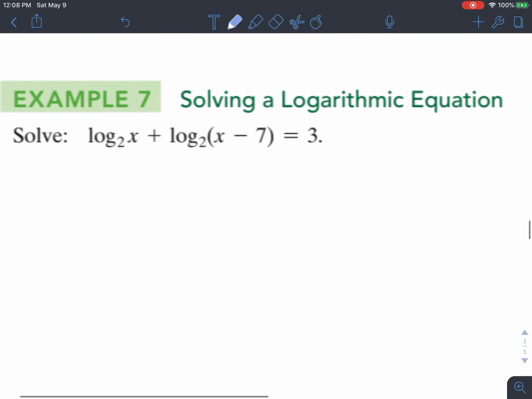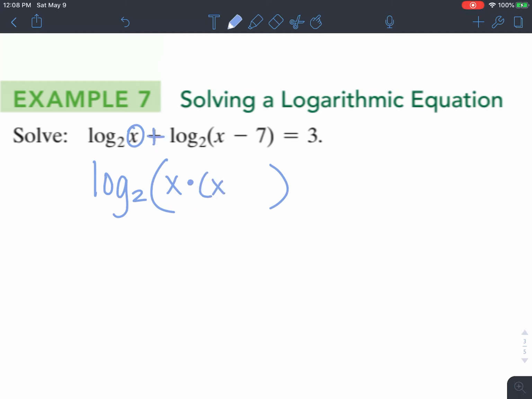Okay. Now we have multiple logs. So that's where the condensing rules come in. This is exactly why you had to condense a log, or take multiple logs and write it as a single log, because right now your x's are all over the place, so you've got to collect them. So we're going to take the left, and we're going to make it one big log base 2. So in parentheses, we're going to have x, remember, the plus turns into a times, x minus 7.